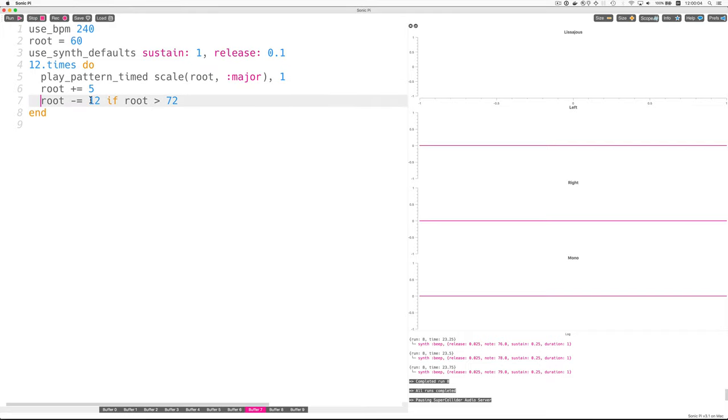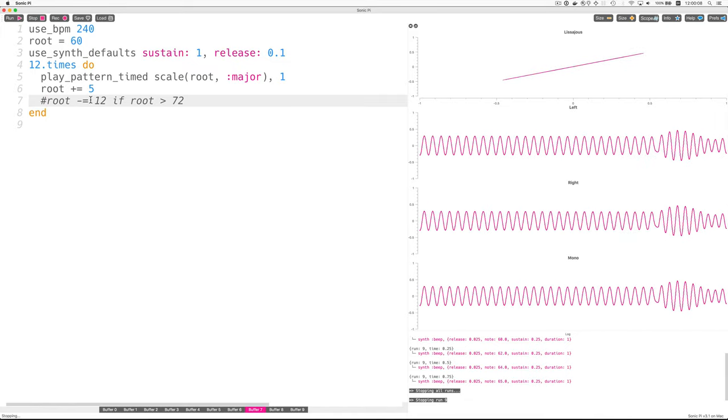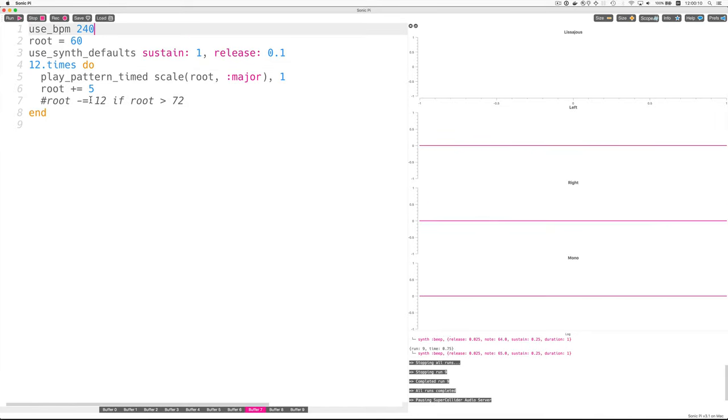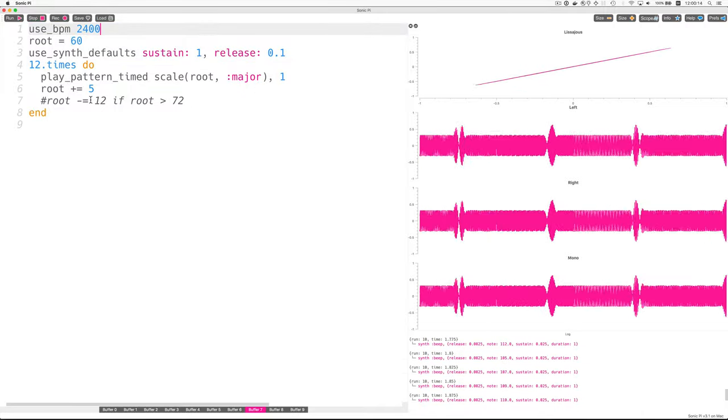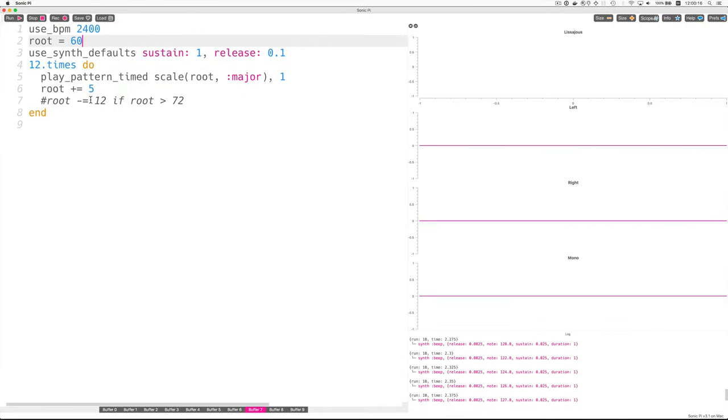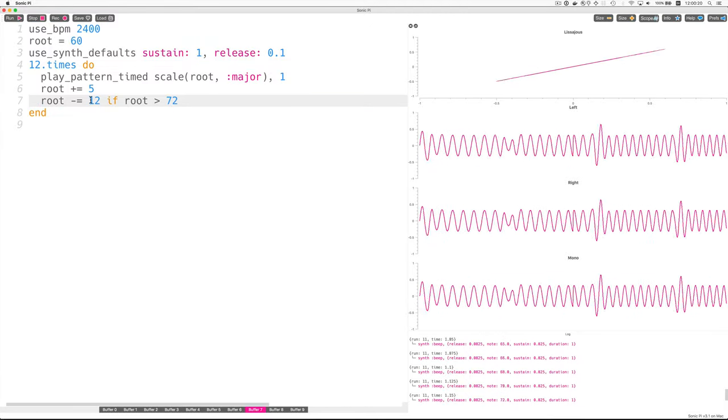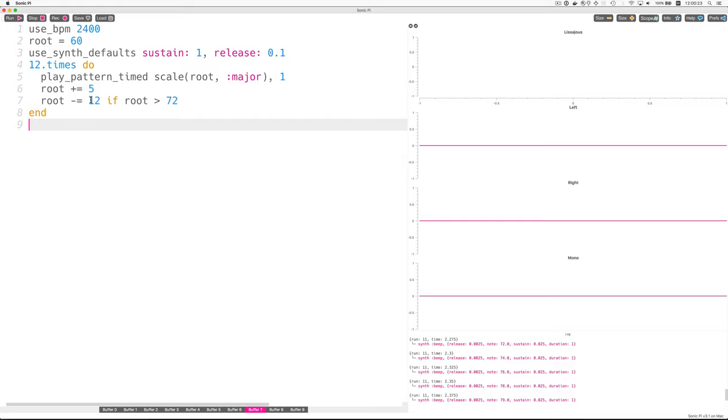Let's see if we didn't have that, what that would be like. Oh, but I need to speed it up. Okay, so that makes it clear why we need this. All right, that's it.